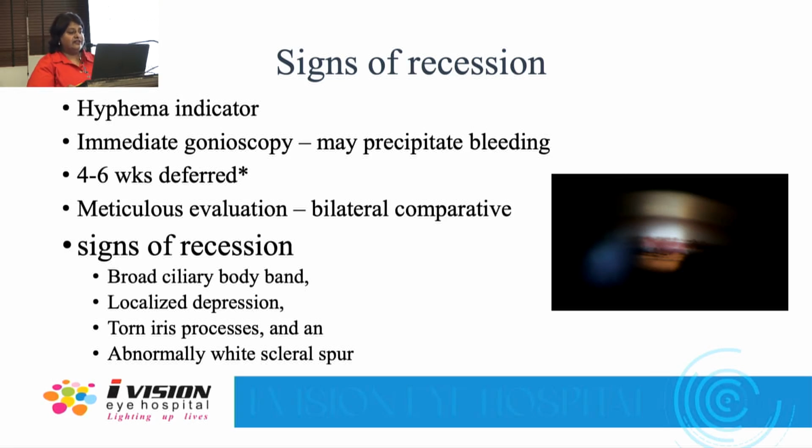Signs of recession: hyphema is an indicator. Immediate gonioscopy is usually not preferred. Earlier we used to say it is deferred for 4 to 6 weeks, but nowadays, if you do not do indentation gonioscopy, it is not as traumatic with four-mirror gonioscopy, so you can do it earlier, but with the high presence of hyphema, you are not going to get that many findings. The meticulous evaluation has to be bilateral and comparative. It is always comparative gonioscopy that gives the findings. Signs of recession are the broad ciliary body band, the broken iris processes, and the abnormally white scleral spur, which happens because of the torn iris processes.